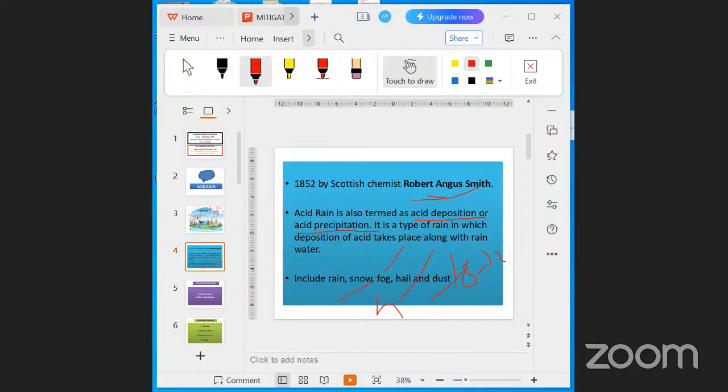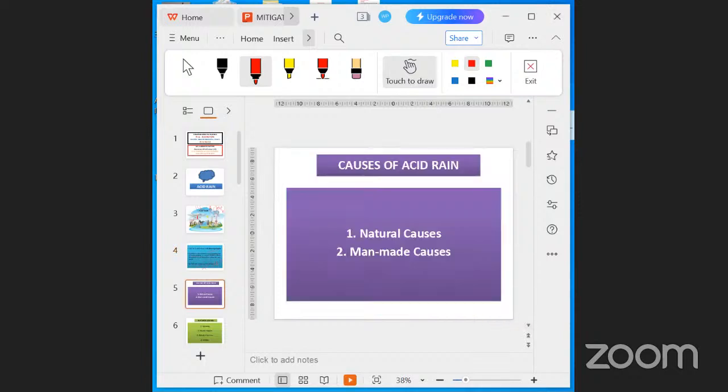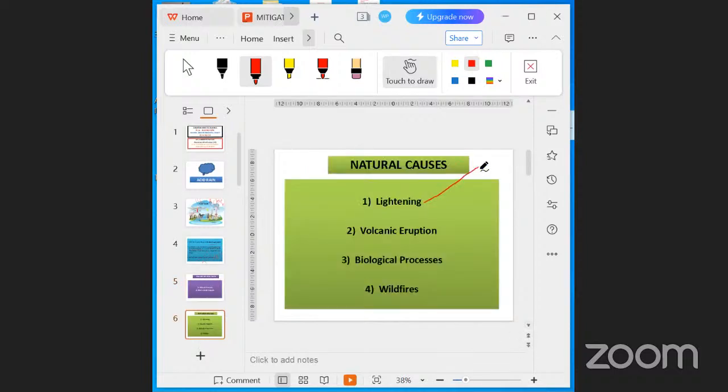So now, what are the causes of this acid rain? There are two types: natural causes and man-made causes, right? Natural causes include lightning, volcanic eruption, biological processes, and wildfires. What is lightning? The enormous energy in lightning generates nitrogen ions from the atmospheric nitrogen, which forms acids in combination with water vapor, and it leads to acid rain, right?